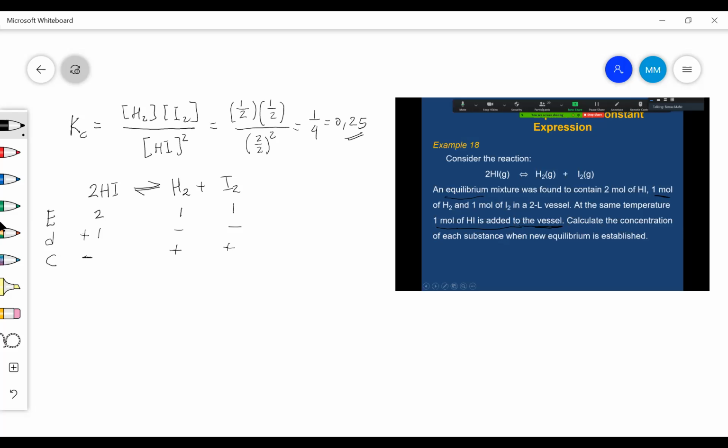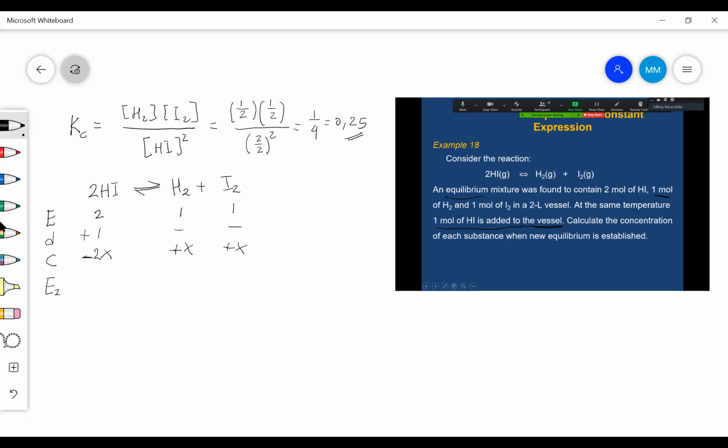Now, can we make the change here? Is there any information about the change? No. So what do we use here? Let's use the same as the coefficient. So let me use 2x here, and here also x, and here also x. Remember, the change must be in the same ratio as the coefficient. All right, now after we know this, we can have a new equilibrium. Let's say equilibrium 2 is the new equilibrium.